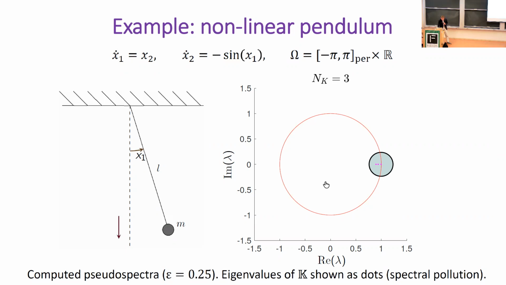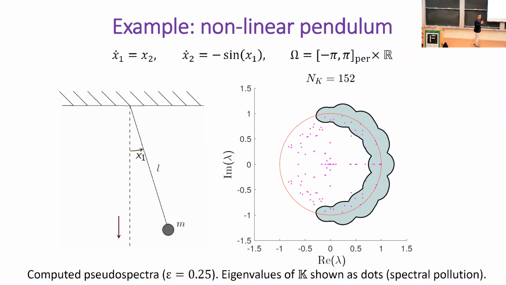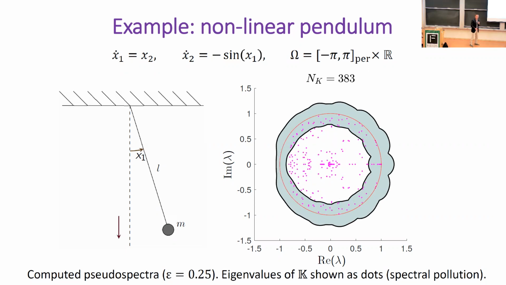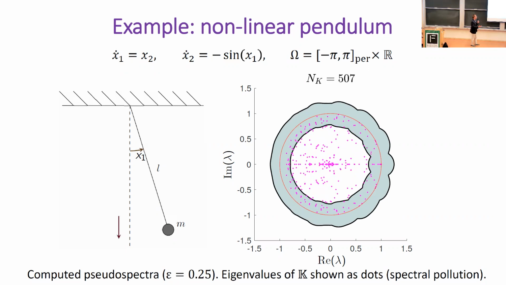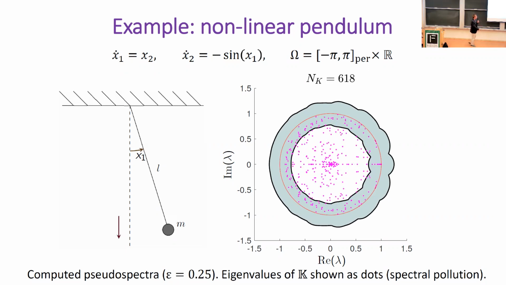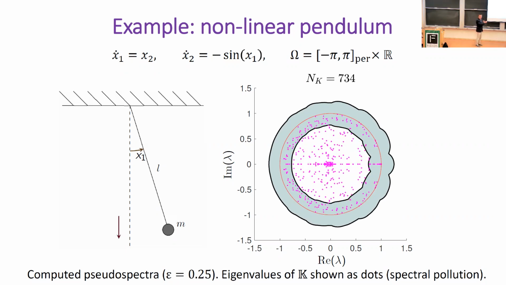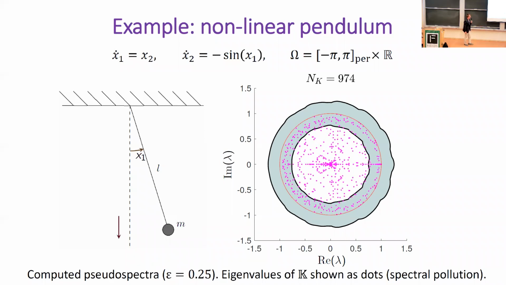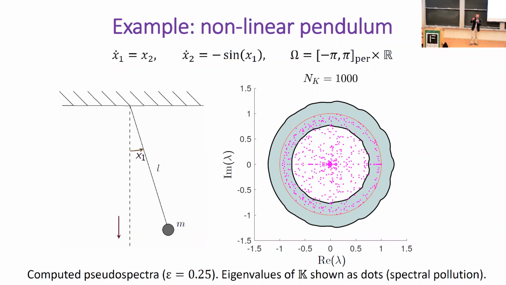So let me play the video, or maybe I'll play this twice. This is what's happening as we're increasing NK, the truncation size. You're getting a lot of spectral pollution in the middle, but you're also getting some genuinely good approximate eigenfunctions, or eigenvalues that correspond to eigenfunctions. And when we have NK large enough, this is starting to engulf the entire unit circle as it should. This is just for epsilon equals 0.25 to show you the band, so it's very visible. But of course, you could decrease this epsilon if you wanted a tighter tolerance. And as you do that, this pseudo-spectra will pinch or squeeze up to the unit circle.